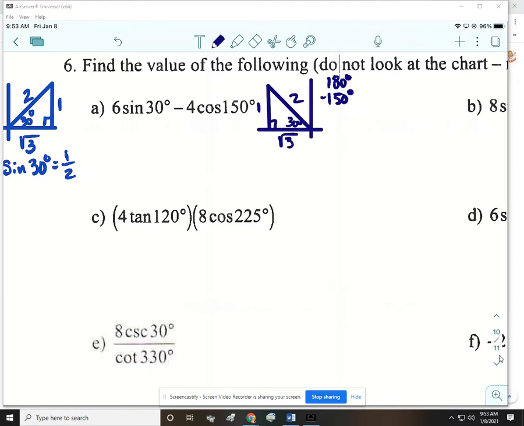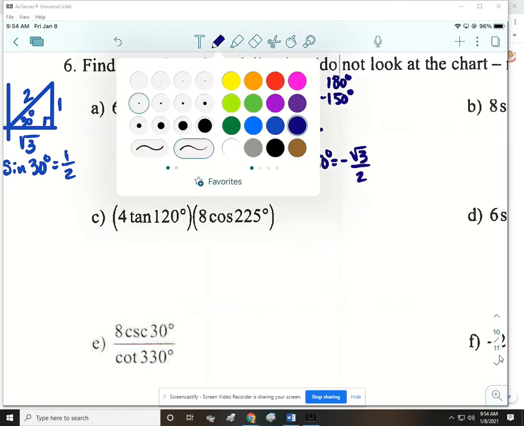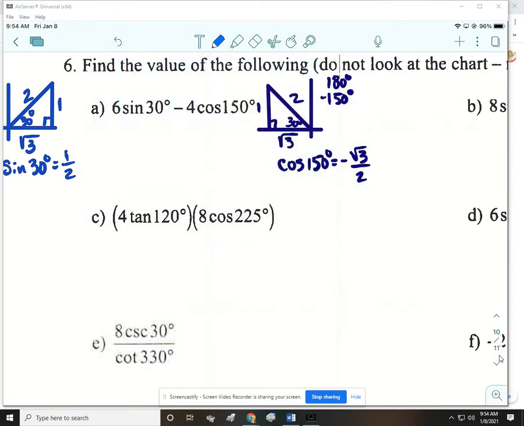All right, and then what I want from this one is the cosine of 150 degrees. So in quadrant 2, cosine is negative. And it's going to be the negative square root of 3 over 2. All right, so now I'm going to take those two things I found and plug them in.